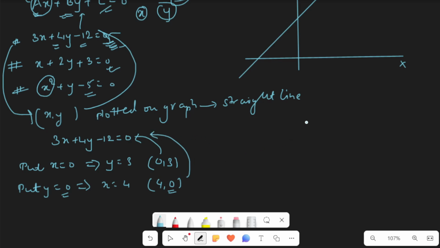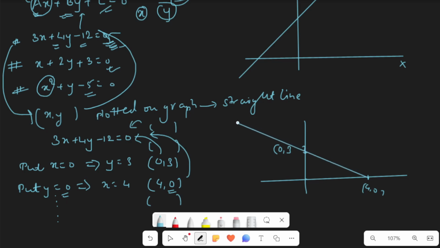So, if we plot this on our axes, 0, 3 means 0, 3. Let's say these are 3 and this is 4, 0. You can take as many numbers as you like. You can find an infinite number of pairs that satisfy this equation. To construct a straight line, we only need 2 values. So, I am taking only 2 values. If you plot this, you would get a straight line. So, this equation represents this straight line.